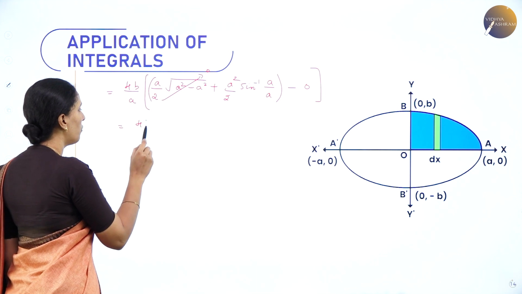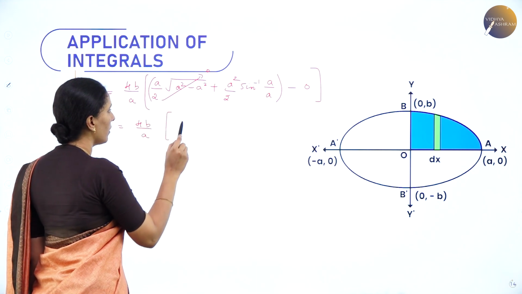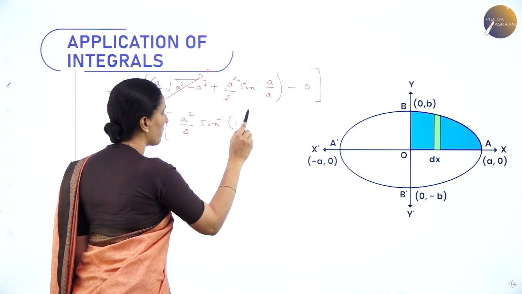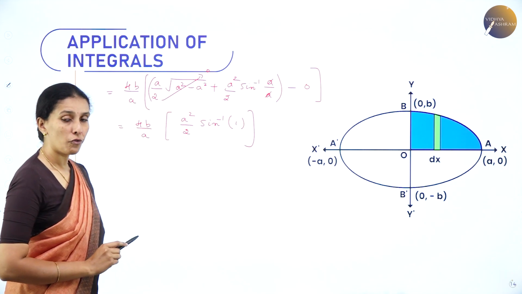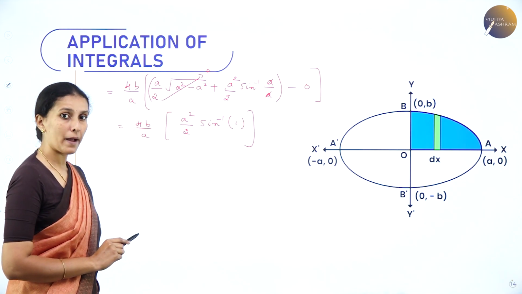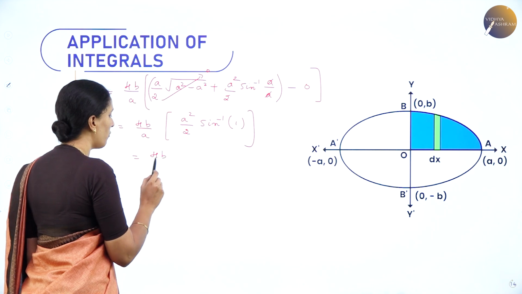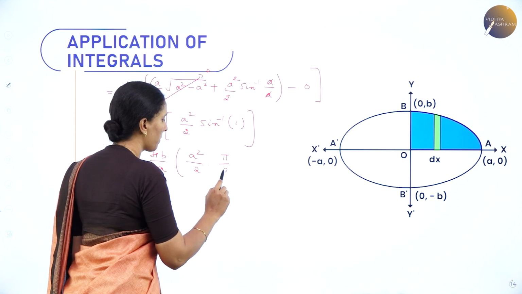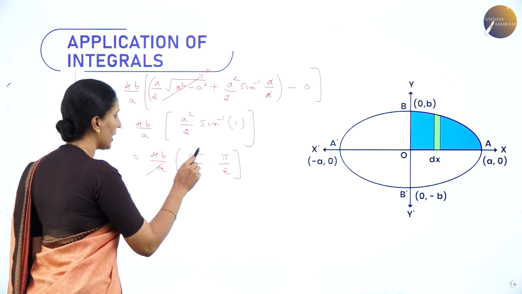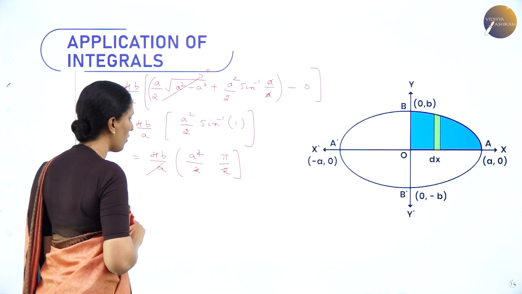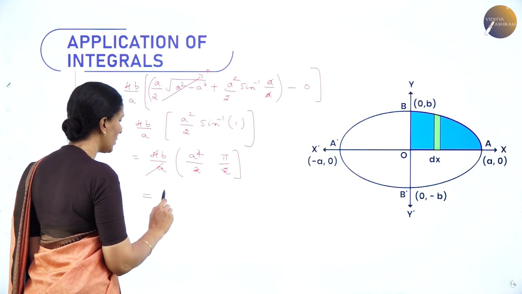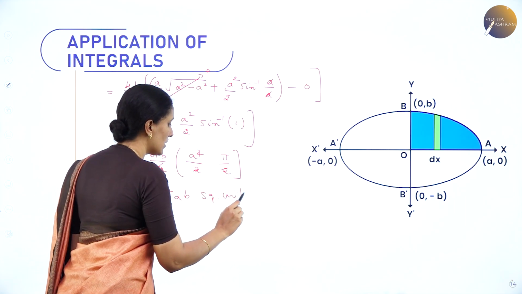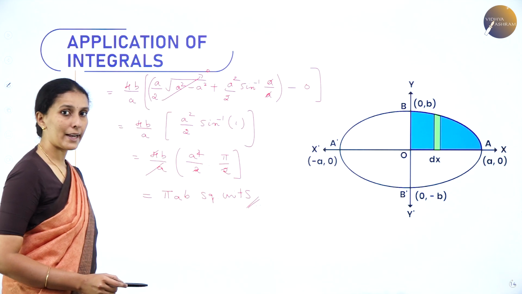Now we have here 4b by a square by 2 sine inverse of 1. A cancels. Now for what value of sine will we get 1? For pi by 2. So therefore sine inverse of 1 can be written as pi by 2. Now here a cancels. 2 2s are 4, 4 cancels. So the value is pi a b square units. So this is the area of the required ellipse.